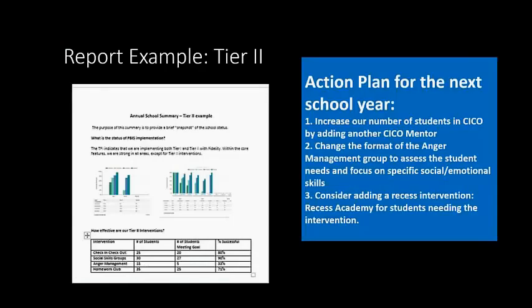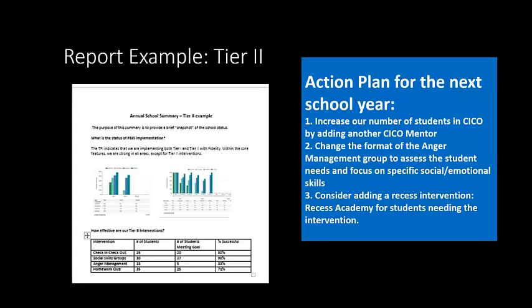So here's an example of a Tier 2 summary. So they include their fidelity data from the TFI, and you can see that they've shown quite a bit of growth in both Tier 1 and Tier 2. And then also they did a chart showing the effectiveness of their Tier 2 interventions.